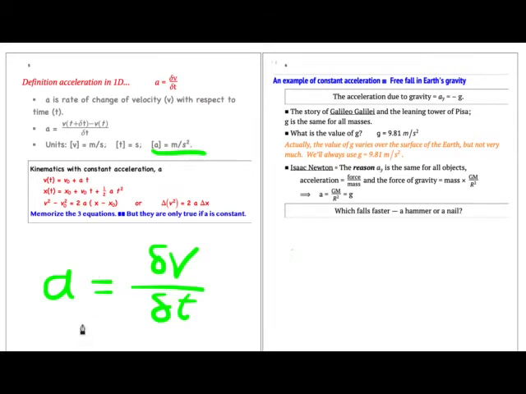Now, kinematics with constant acceleration has a number of equations, and you'll be looking at those when you read chapter 2. So let me write down what are probably the three most important equations for kinematics with constant acceleration. First of all, v as a function of time is v0 plus a times t.